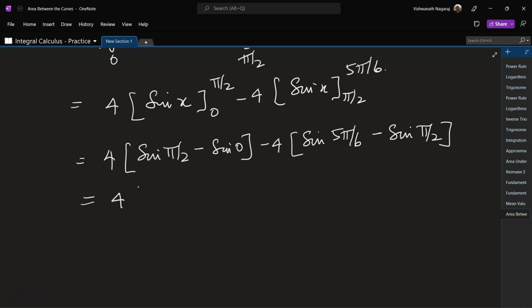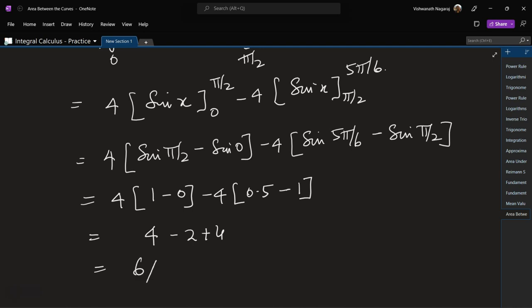So sin pi by 2 is 1, sin 0 is 0, minus 4 times sin 5 pi by 6 is 0.5, that is 1 by 2, minus sin pi by 2 is 1. So this becomes 4, this becomes minus 4 times minus 1 by 2, which is plus 2, so 4 plus 2 is 6. 6 square units is the area between the two curves.